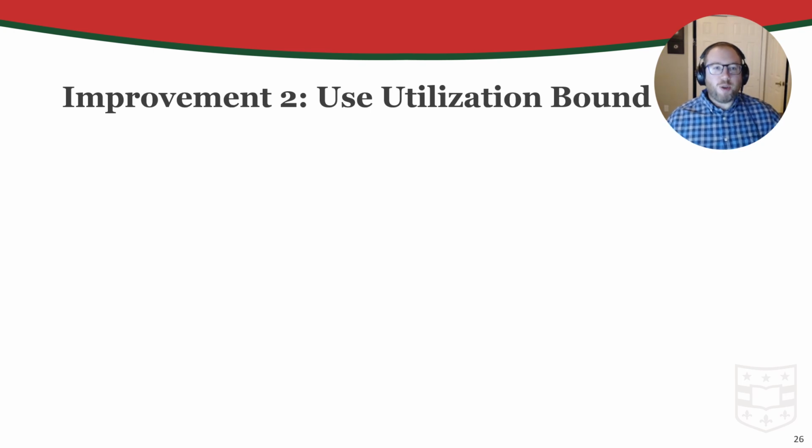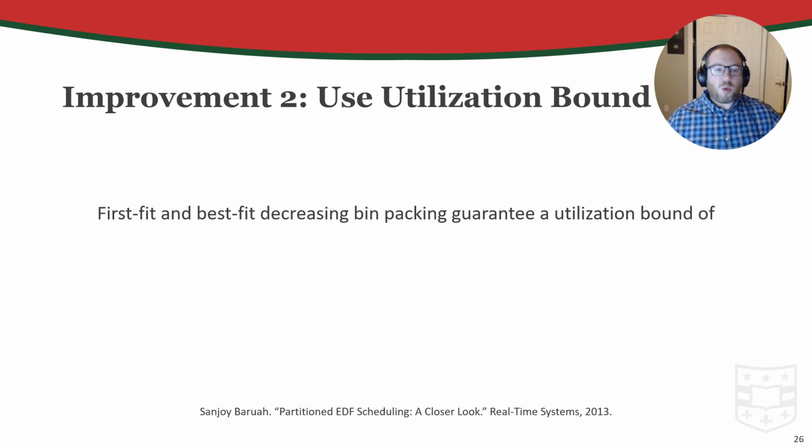Next, we consider using a utilization bound for partitioned EDF. In a 2013 paper, Sanjoy Baruah showed that the first fit and best fit decreasing bin packing heuristics guarantee a utilization bound on M processors of (M+1)/2. Now, although this bound is pessimistic, in other words, oftentimes the heuristics achieve a better utilization bound, this allows us to use our quasi-linear compression algorithm.